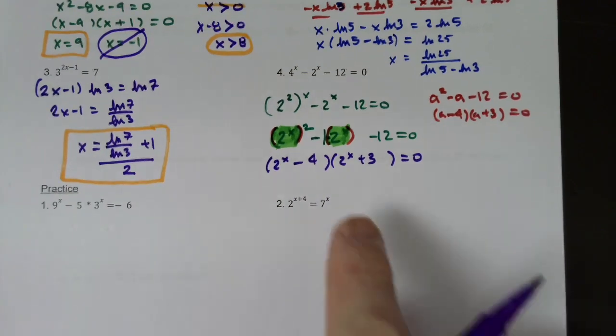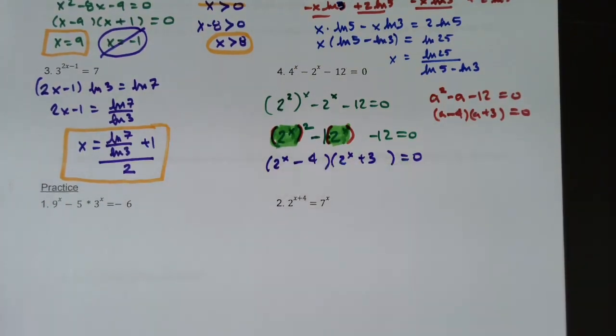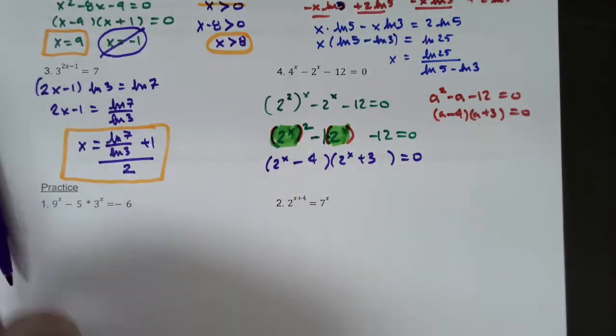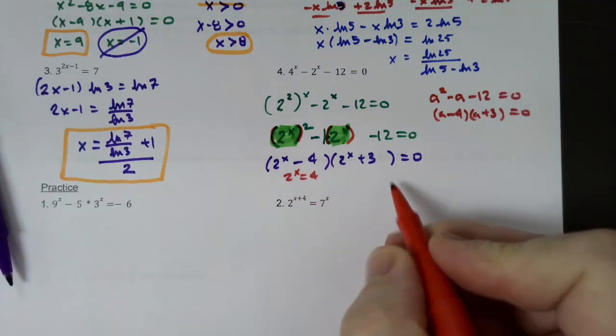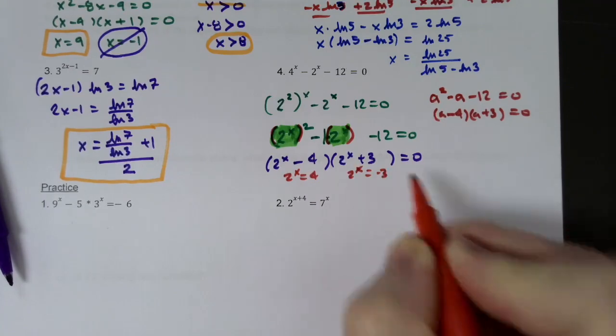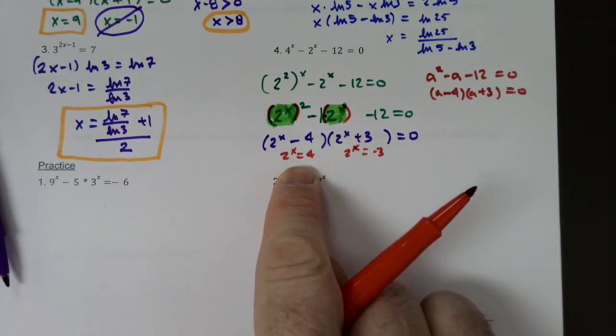And again, now we're back to solving these by setting both of these equal to 0. So in this case, we would set this equal to 0, and this would give us 2 to the x equals 4, or 2 to the x equals negative 3. And I think you can easily see this. X has to be what?